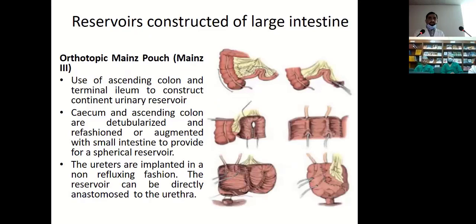Reservoirs constructed of the large intestine: the orthotopic Mainz pouch 3. It uses the ascending colon and the terminal ileum to construct a continent urinary reservoir. Cecum and ascending colon are detubularized and refashioned or augmented with the small intestine to provide a spherical reservoir. The ureters are implanted in a non-refluxing fashion. The reservoir can be directly anastomosed to the urethra.